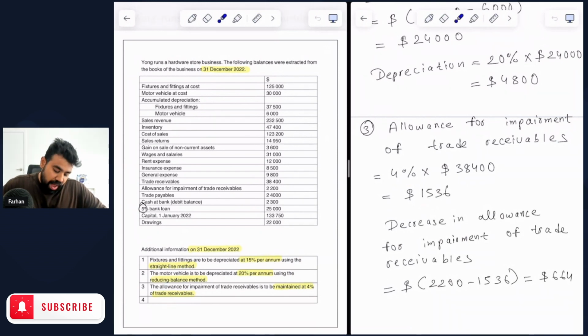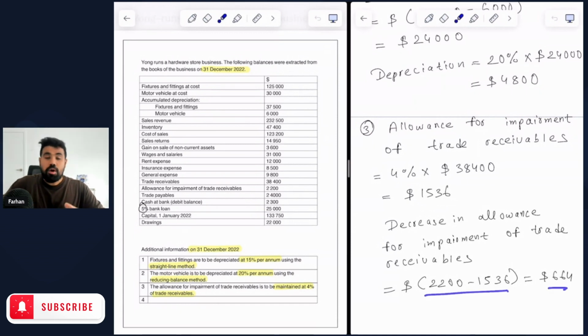You can see that there was a balance for allowance for impairment of trade receivables, and that is $2,200. And this is from the beginning of the year or from the end of the previous financial year, 31 December 2021. So compared to that $2,200, today we are estimating at 4%, which gives us an allowance for impairment of $1,536. So as you can see, this number has decreased significantly from $2,200 from the previous year to $1,536 at the end of the current year. This decrease, the difference is $664.